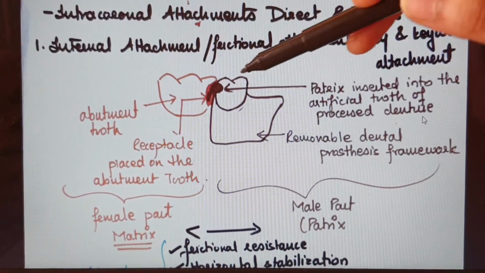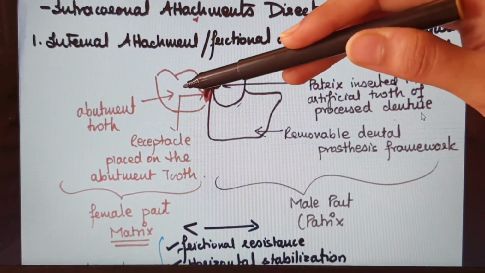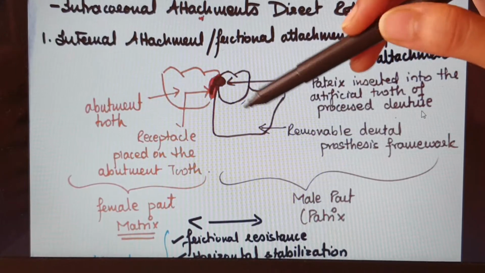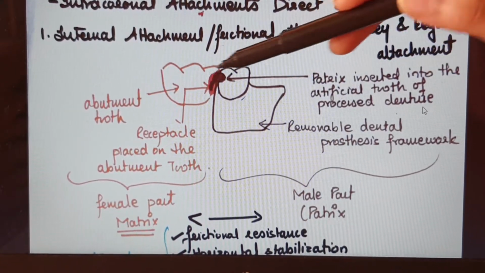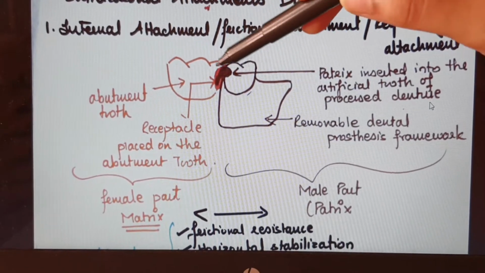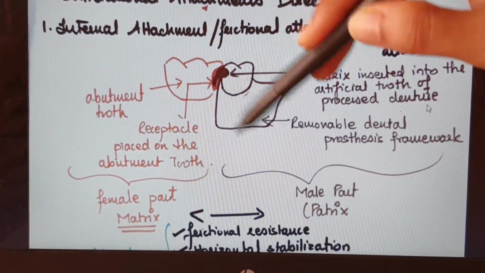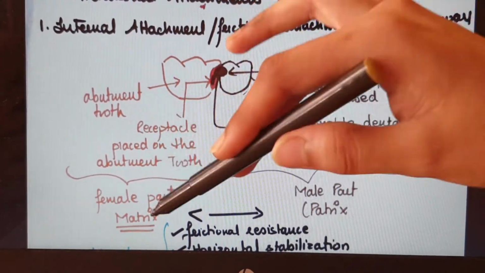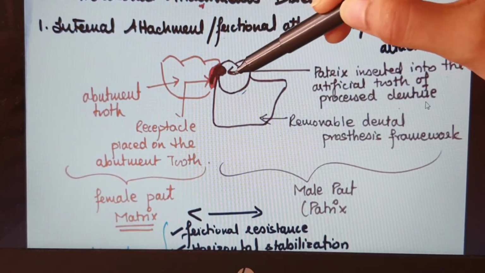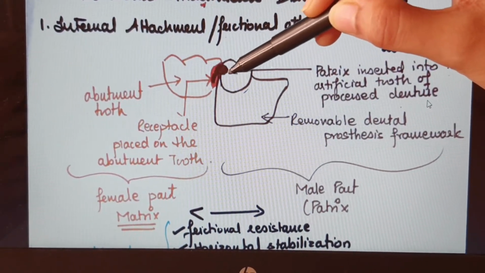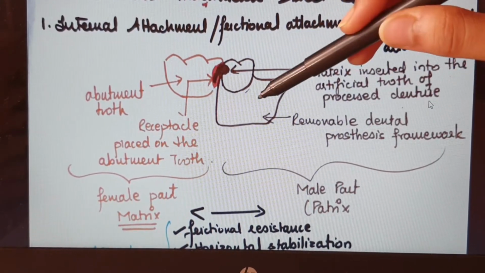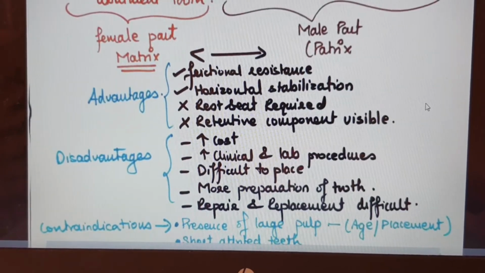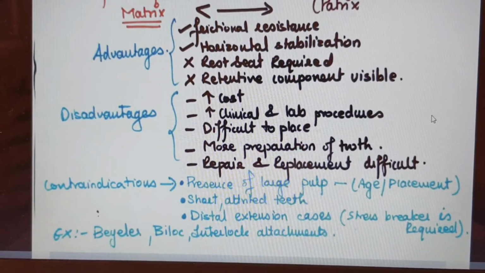Now as you can see in this diagram, the orange portion represents your tooth, which is the abutment tooth, whereas the brown portion is your denture base and your denture tooth. Now this attachment is a key and keyway attachment, where the keyway is present on the abutment tooth and your key is present on the denture. So the receptacle or the keyway which is present on the abutment tooth is called as the female part or the matrix, and the other part, which is the male part or the patrix, is inserted into the artificial tooth of the processed denture.